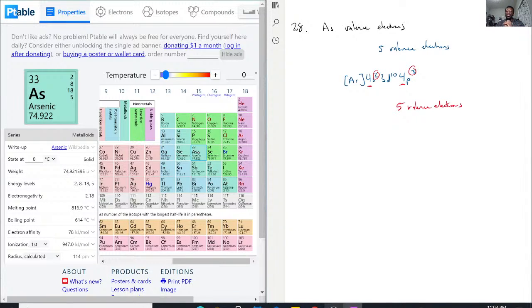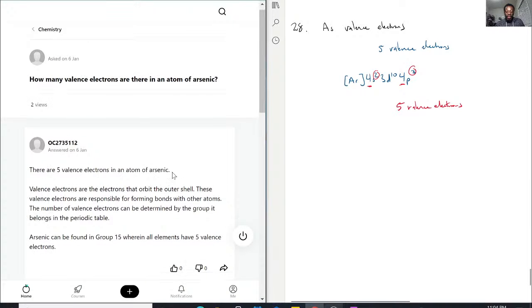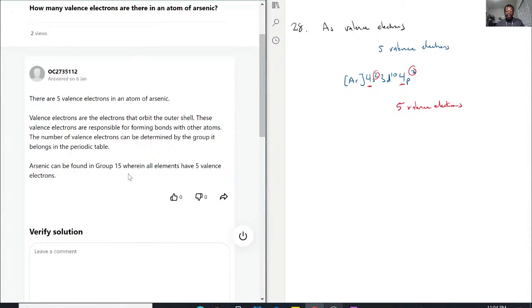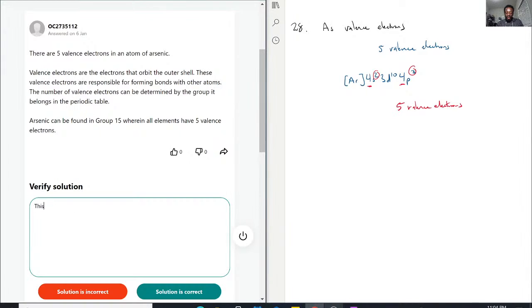So there's 2 ways to find this answer. One is by just going through the periodic table and seeing that it's in the 15th column, so that's 5 valence right there. The other way, as I've just shown, is going through the electron configuration and seeing based on the outermost shell how many electrons are there, which will be the 4s. So this is correct because I did see that it has 5 valence electrons.